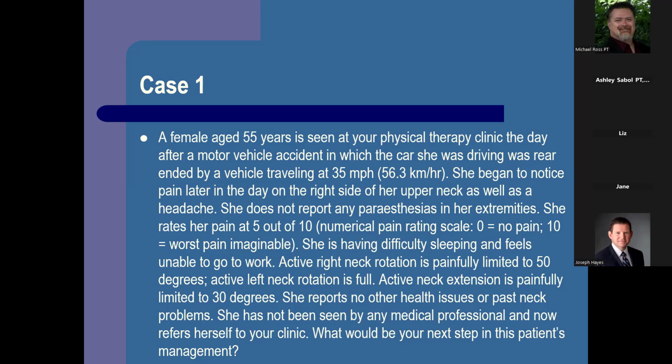She's 55. She was in a motor vehicle collision, rear-ended by a car going 35 miles per hour. She had pain later that day on the right side of her neck, as well as a headache. No paresthesias. Pain's 5 out of 10. Difficulty sleeping. Unable to go to work. This is a day later. Active neck rotations are painful to 50 degrees to the right. Left neck rotation is full. Active neck extension is painful to 30. No other health issues. She's seeing you in a direct access capacity. What would be your next step?